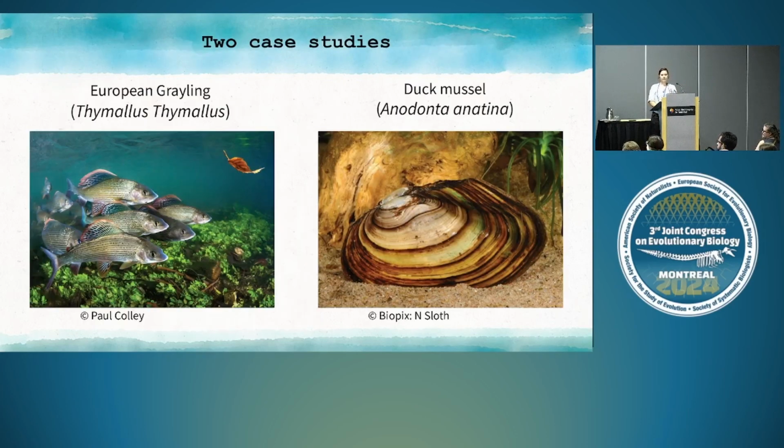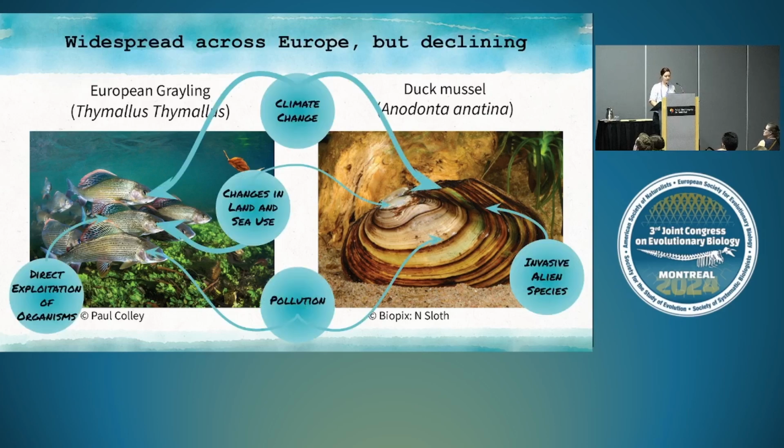So we use these two very different study systems. We have the European grayling, and the duck mussel. The European grayling lives in rivers and requires different types of flow regimes for different life stages. The duck mussel lives in small ponds, lakes, or slow-flowing waters. Of course, you can imagine they also have very different ways of dispersing in the system. So they're really quite different. They also have some similarities: they're very widespread across Europe, but they're also very much declining in a lot of different areas. And that's often due to a lot of these major biodiversity loss drivers as we know them.